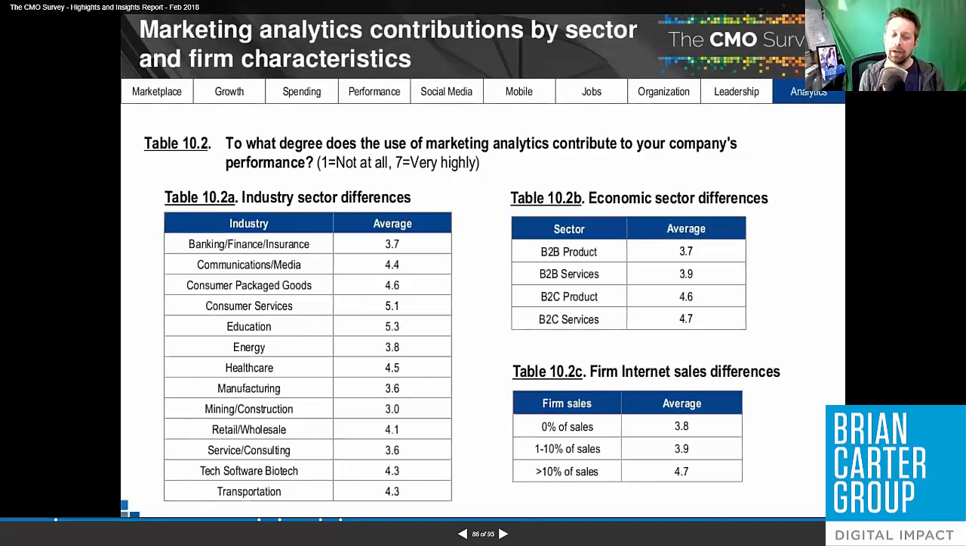Marketing analytics by sector: the ones that it helps their performance the most are consumer services, the least mining and construction. Gotta get out of the mine, guys. Get in the office. B2C product and B2C the most, yeah.